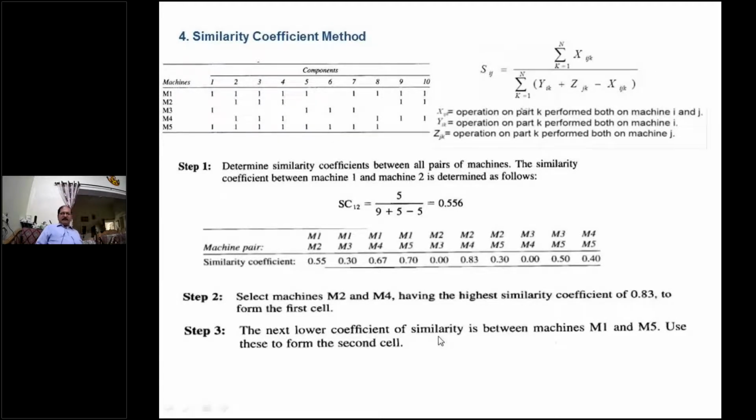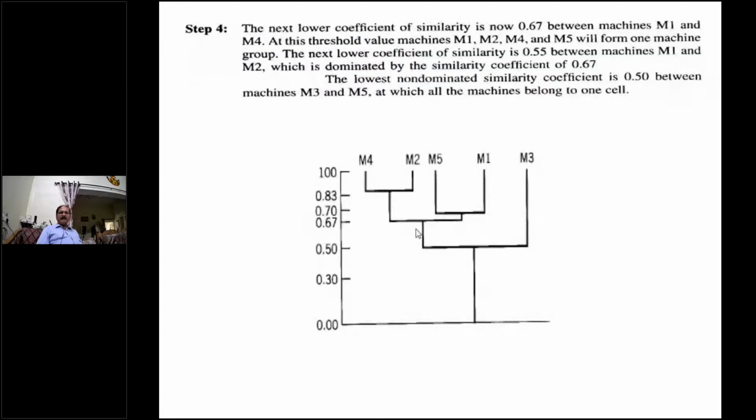So select two machines, M2 and M4, which have the highest similarity coefficient of 0.83 to form a first cell. Then the next lower similarity coefficient, between M1 and M5, that is 0.70, will form the second cell. So you go on combining like this. So M2, M4 is 0.83. So that is one cell. Then M1, M5 is another cell.